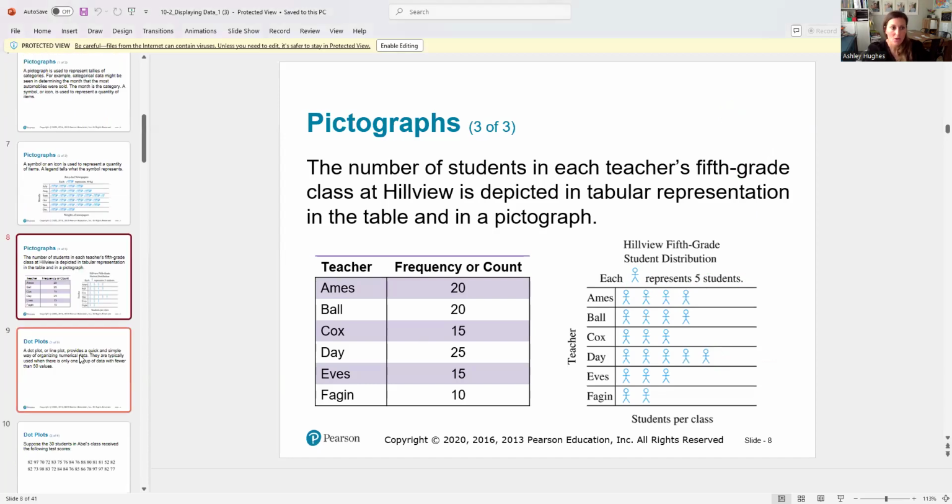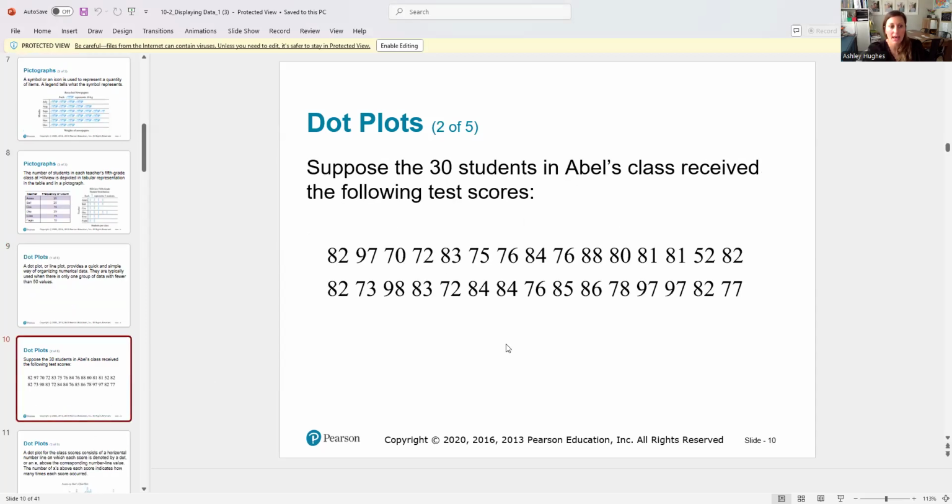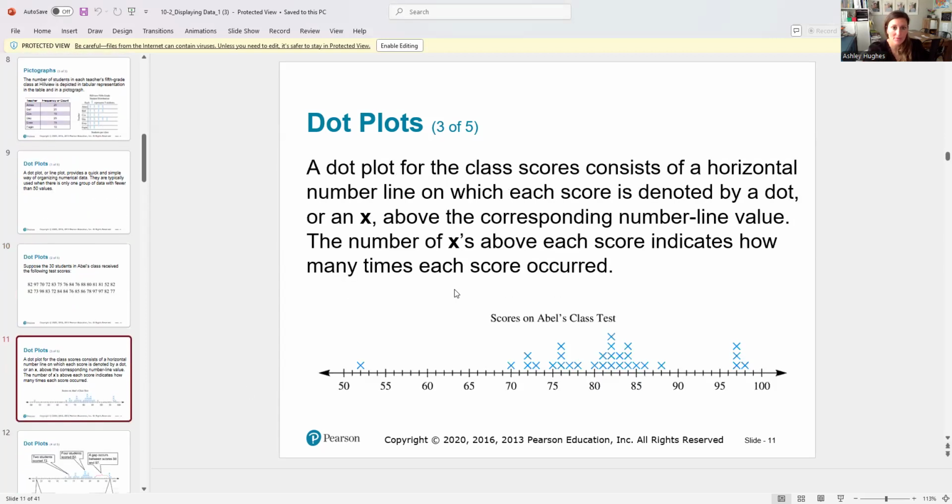Dot plots are what you would imagine. It's dots, okay? But they are typically used when there's only one group of data with fewer than 50 categories. So suppose 30 students in Abel's class received these test scores. Here's just a list of all these test scores. And then this is a dot plot.